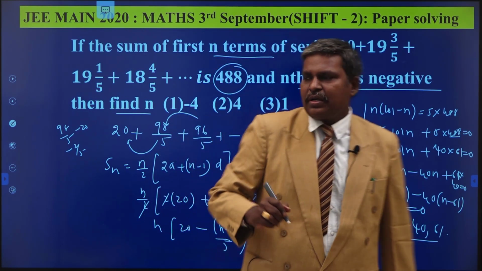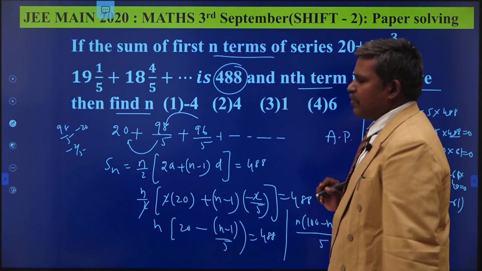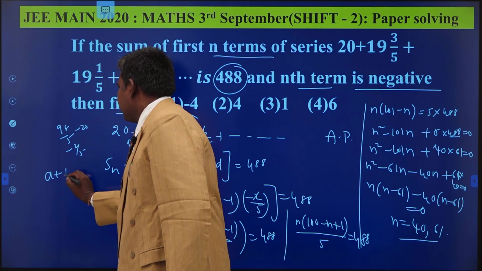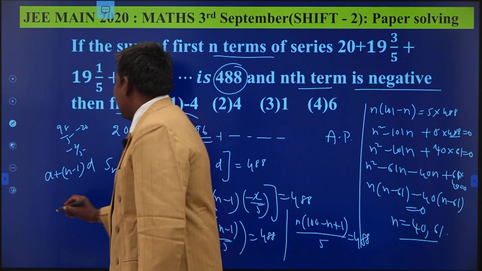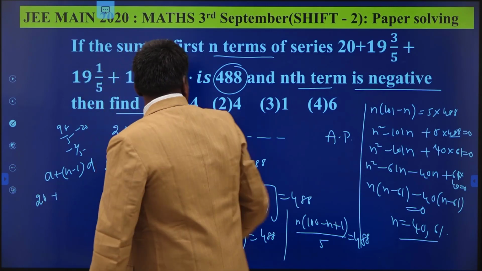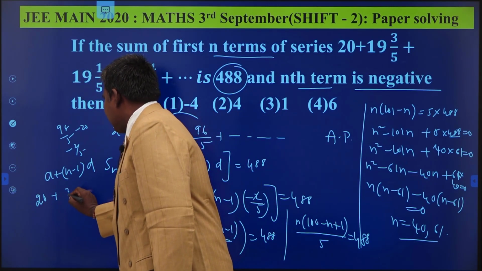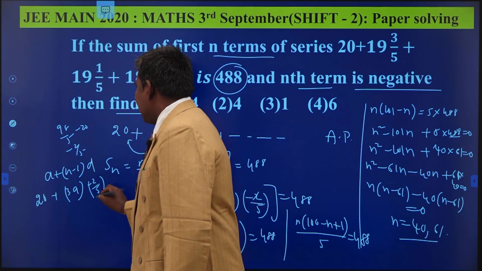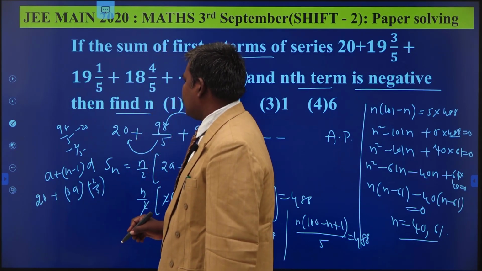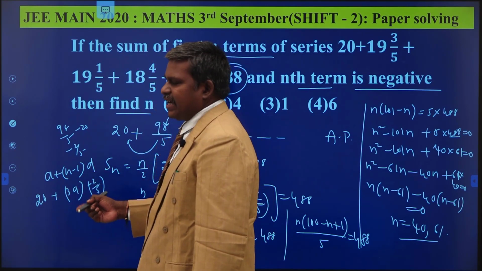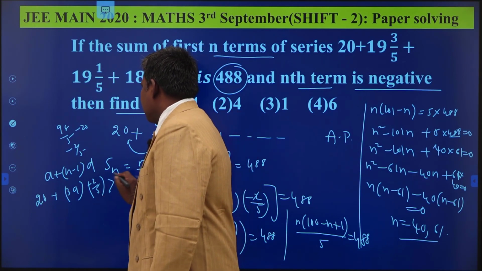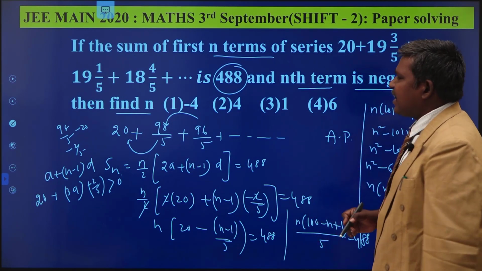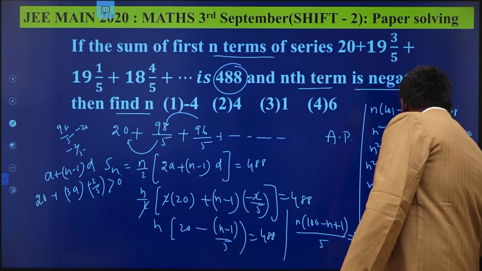One more thing: the nth term is negative, as given. What is your nth term? A plus (n minus 1) into d. A is 20, and suppose n is 40: 39 times the difference, which is minus 2 by 5. Clearly it is positive: 100 minus 39 into 2, that is 98, 100 minus 98 is positive, and divided by 5 is also positive. So we don't take n as 40, because the nth term is negative. So n must be equal to 61.